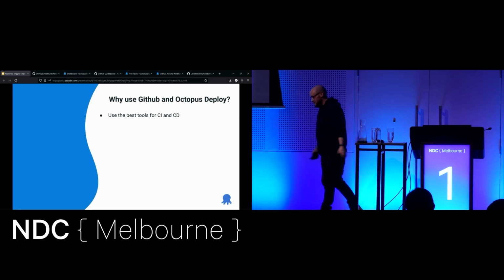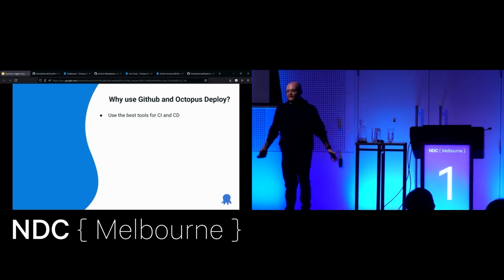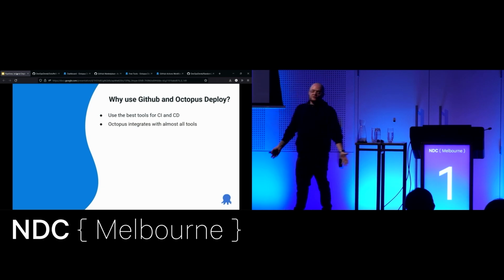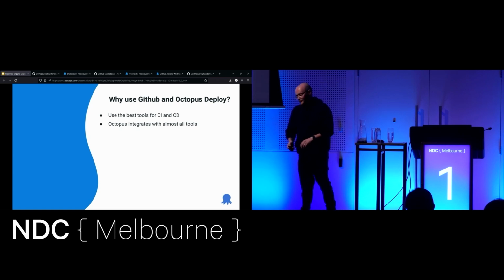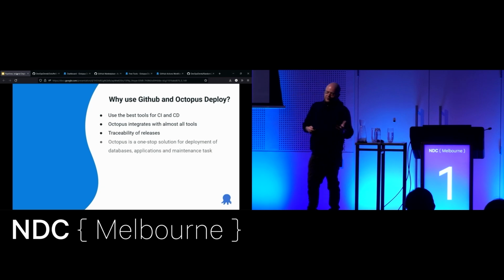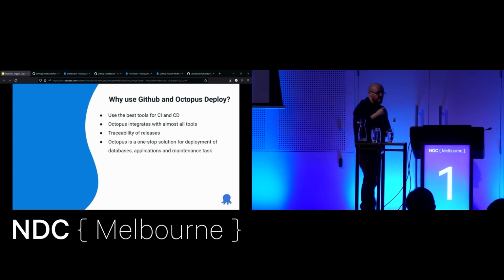GitHub Actions is going to be the world's continuous integration server. Octopus works really great with everything. So they work really, really well together. And we do have some GitHub Actions that you can use. These two tools really do work together very well.